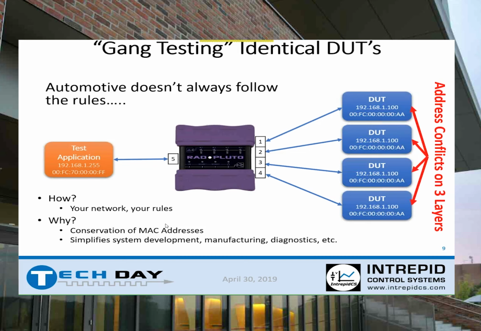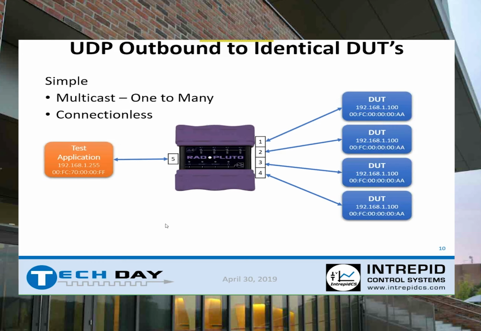Because if you're talking about layer 3 manipulation or routing, we're talking about layer 3 devices. So let's say you were dealing with UDP traffic. Outbound UDP traffic from the test application, a multicast one-to-many, is not difficult at all. It's connectionless. It really doesn't matter.